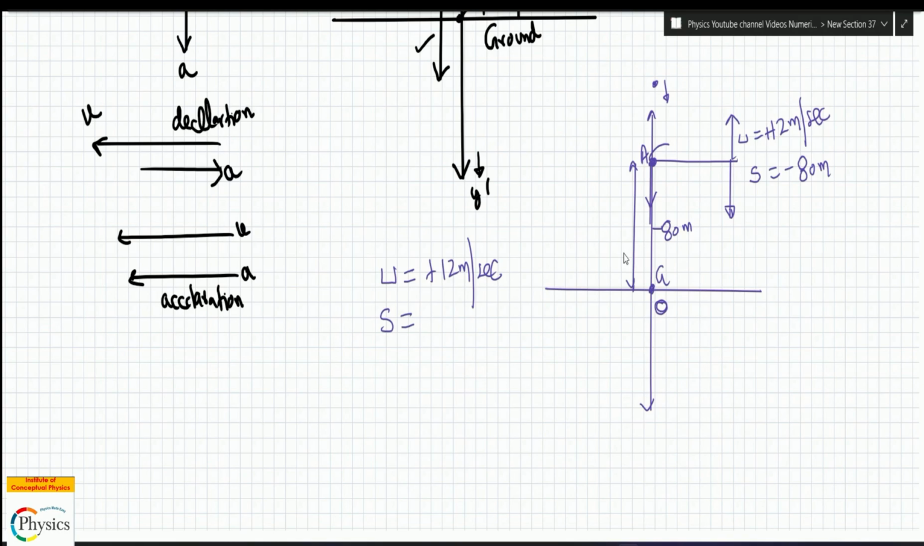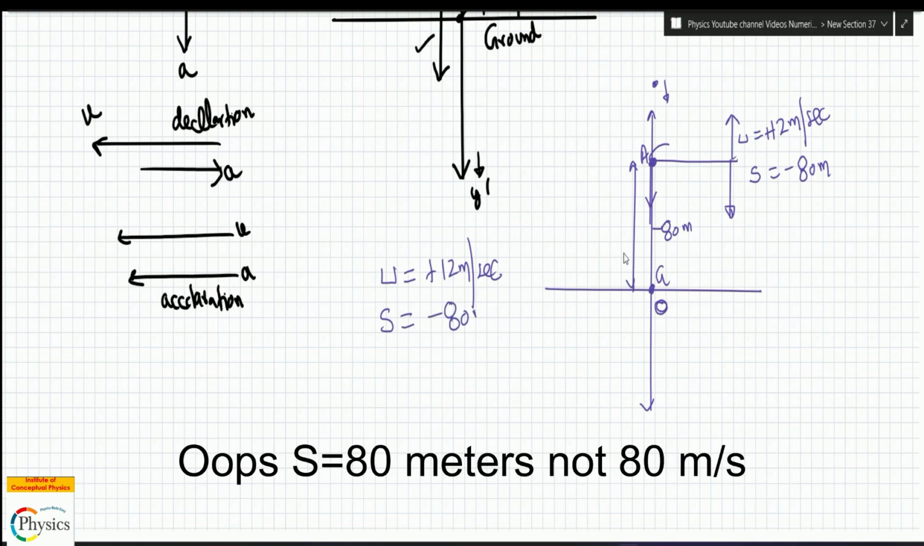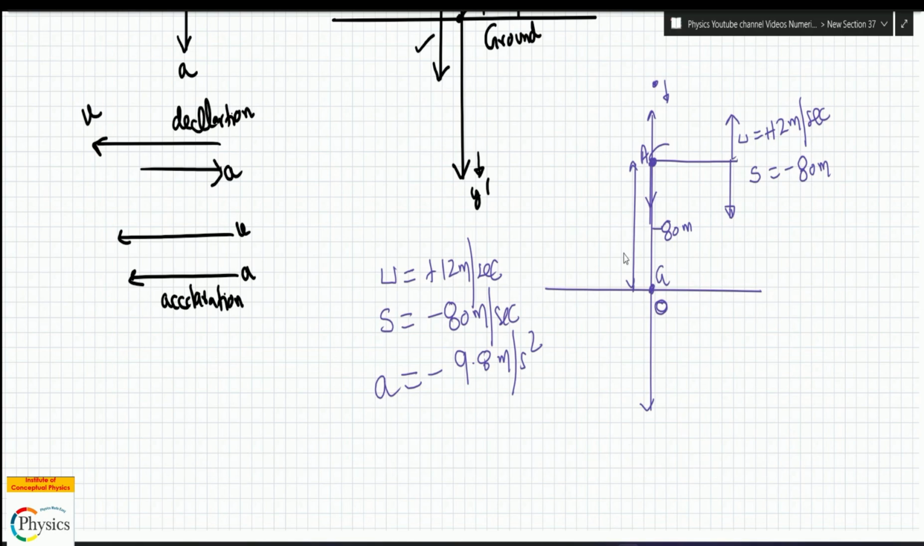Your displacement is minus 80 because it is downward. We know the sign convention. Acceleration is minus 9.8 meter per second square, or 10, whatever is given in the question. What are we supposed to calculate? How much time does it take for the body to hit the ground? Which means the package hits the ground here.